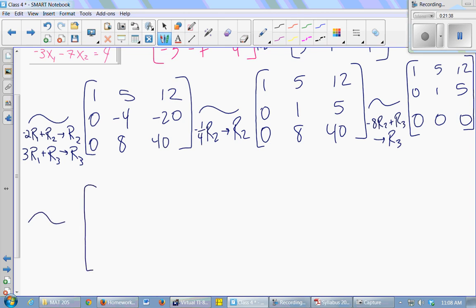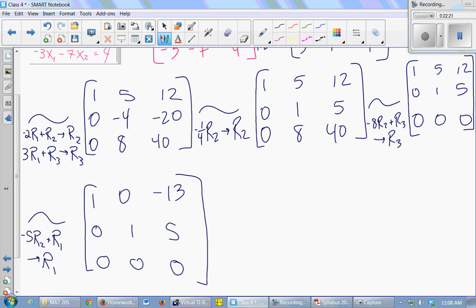All right, so to get rid of that 5, I would multiply row 2 times negative 5 and add it to row 1. So negative 5, row 2, plus row 1 gives me a new row 1. So 0 times negative 5 is 0, plus 1 is still 1. Negative 5 times 1 is negative 5, plus 5 is 0. Negative 5 times 5 is negative 25, plus 12 is negative 13. And the others stay the same, 0, 1, 5, and 0, 0, 0.